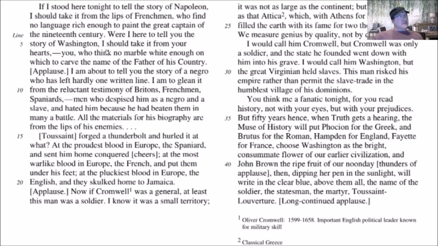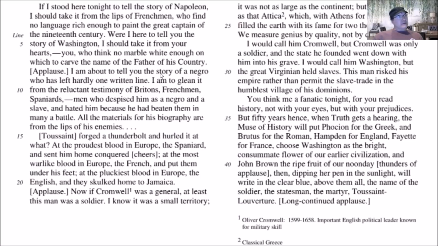"Were I here to tell you the story of Washington, I should take it from your hearts, you who think no marble wide enough on which to carve the name of the father of his country." Again, appealing to the emotions of the audience. It's an ad populum appeal, and he's using pathos to gain the trust of his audience.